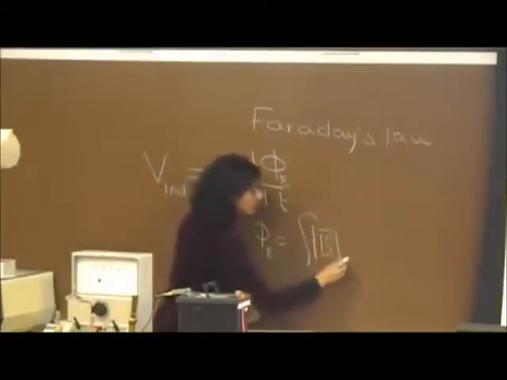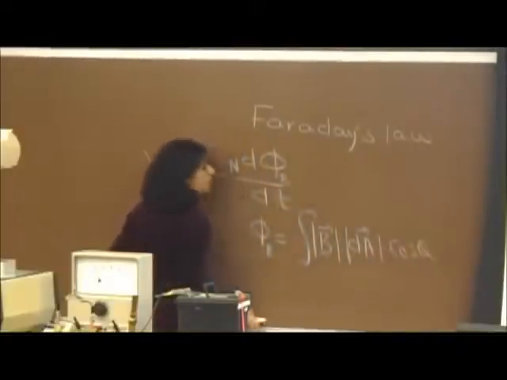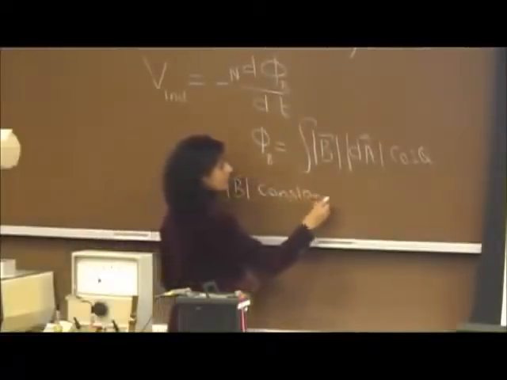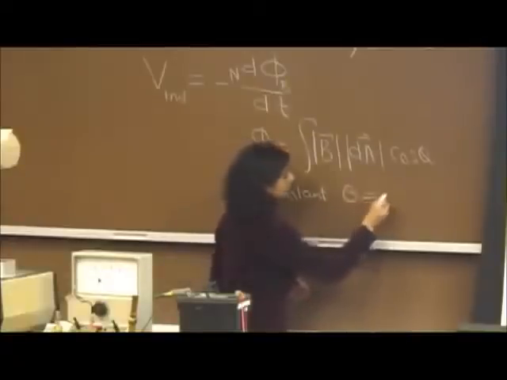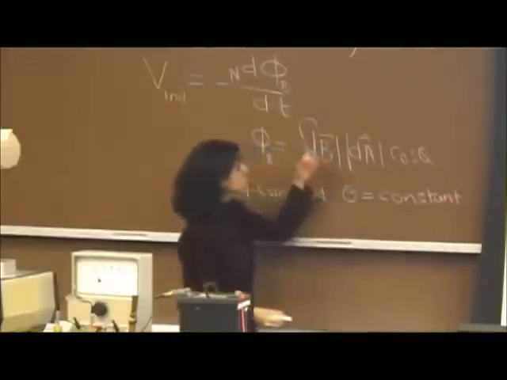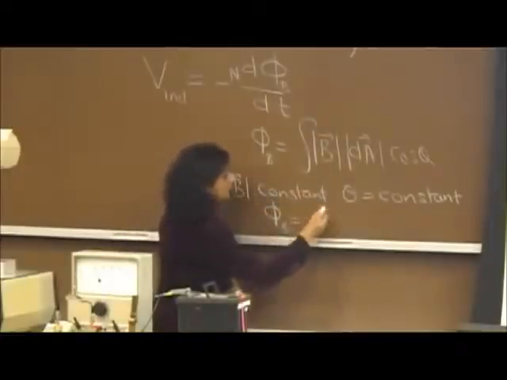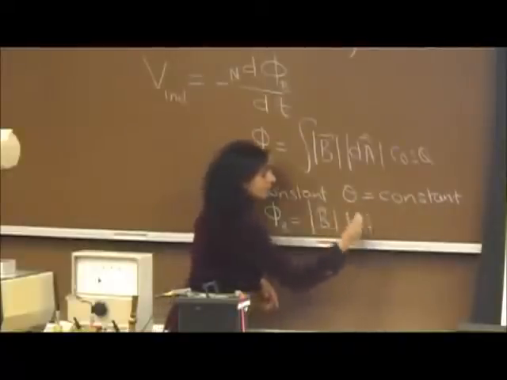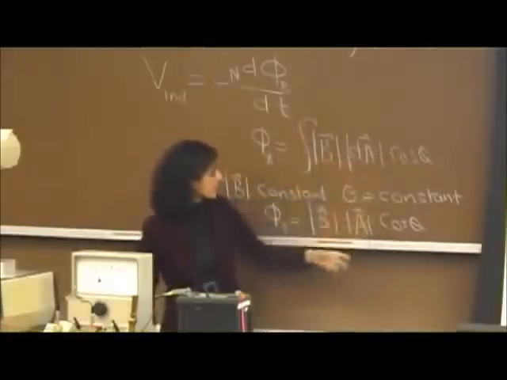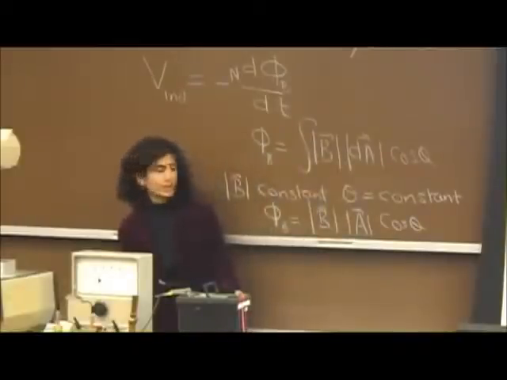the integral of B dA cosine theta, and if the B magnitude is constant and theta is the same everywhere over the area, you can pull the B out, you can pull the cosine theta out, and the flux simplifies to just B A cosine theta. This is because B and cosine theta can be pulled out, and the integral of dA just becomes the total area, right? Does it make sense? So this is the flux.